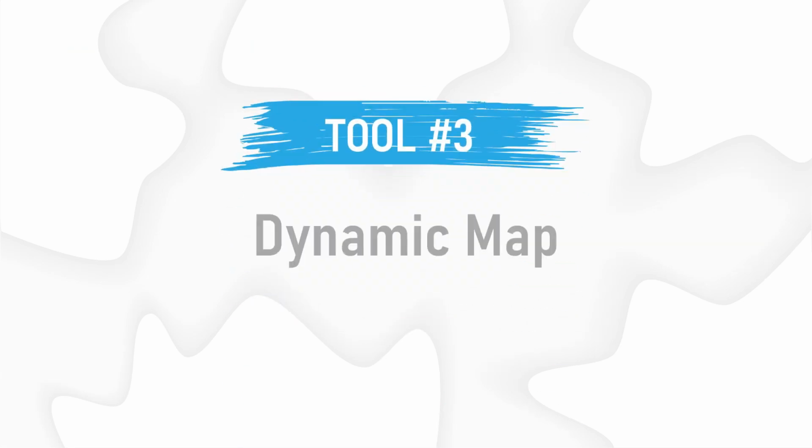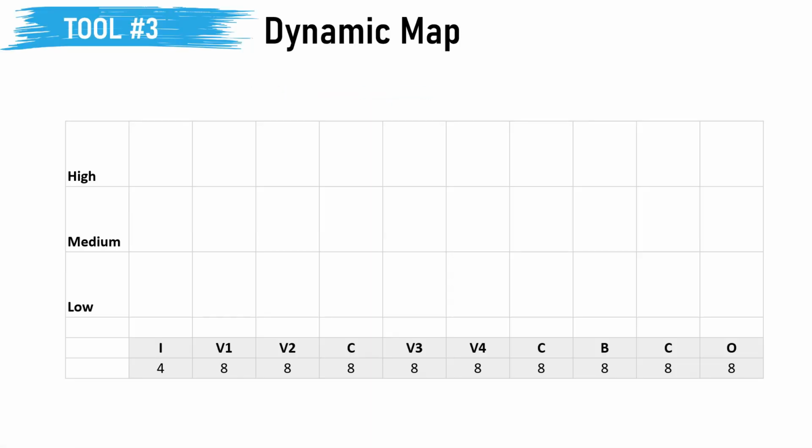The last tool I want to propose is the dynamic map, also known as intensity flow. It summarizes the dynamic intensity of the entire song. On the x-axis we have the structure of the song with measure of each section. In this example we have an intro, 4 measures, verse 1, 8 measures, and so on. On the y-axis we have the intensity of the song.